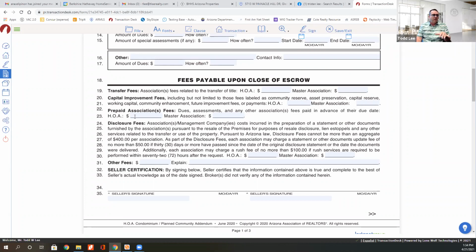Prepaids are almost always going to be paid by the buyer. Transfer fees are completely negotiable.